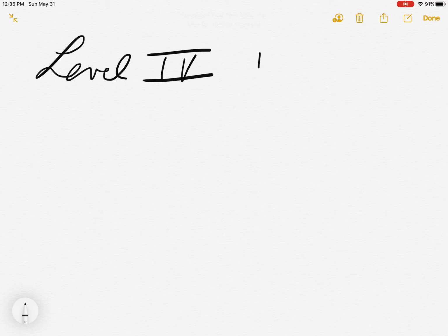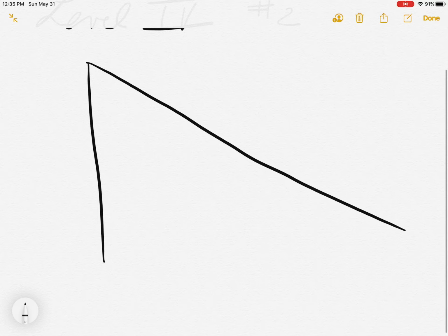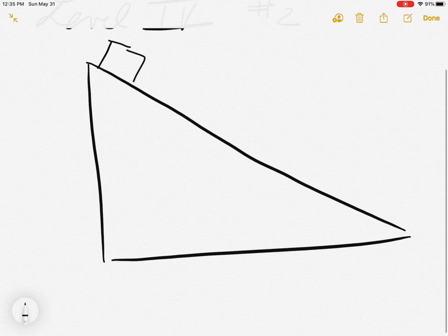Level 4, number 2. Here you have a ramp. I'll just draw it here. And you have this block that's going to slide down the ramp. We have some distances here.